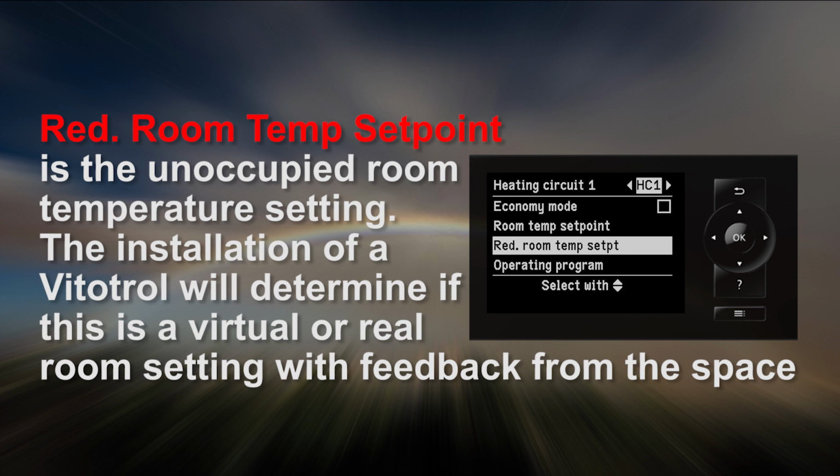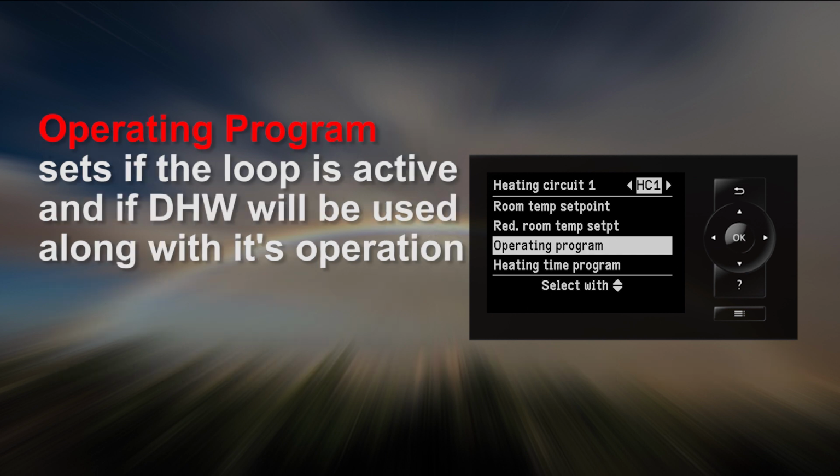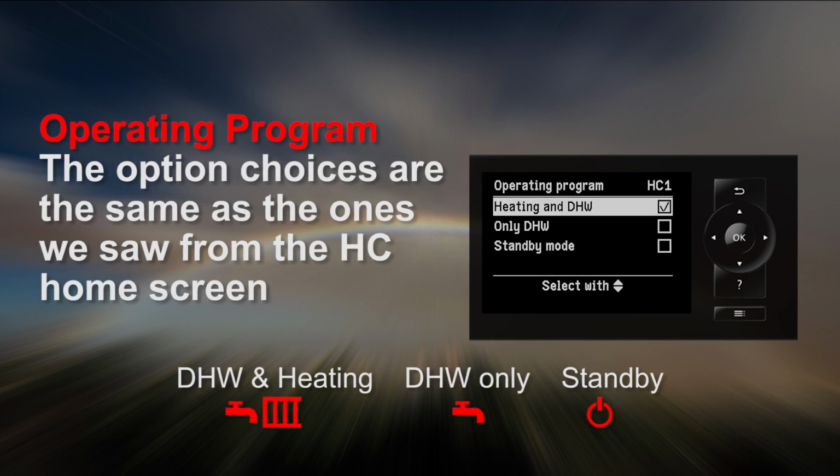The reduced room temperature set point is the unoccupied room temperature setting. The installation of a Vitotronic will determine if this is a virtual or real room setting with feedback from the space. Operating program sets if the loop is active and if DHW will be used along with its operation. The options are the same as the ones we saw in the heating circuit home screen.